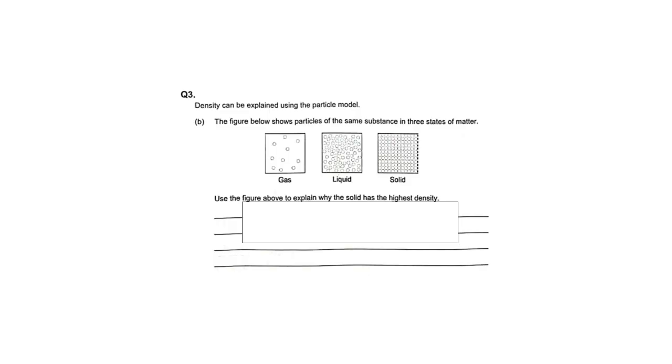Density can be explained using the particle model. The figure below shows particles of the same substance in three states of matter: solid, liquid, and gas. Use the figure above to explain why the solid has the highest density. So if you look, all these states have the exact same area or volume. But there are a lot more particles in a solid than in a liquid, and even more than in the gas.